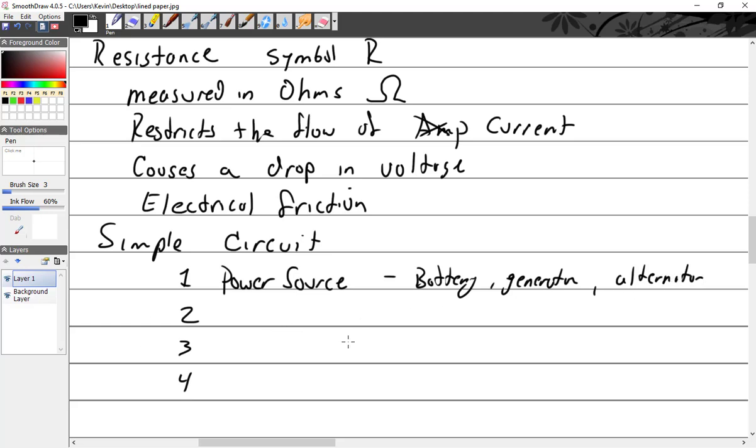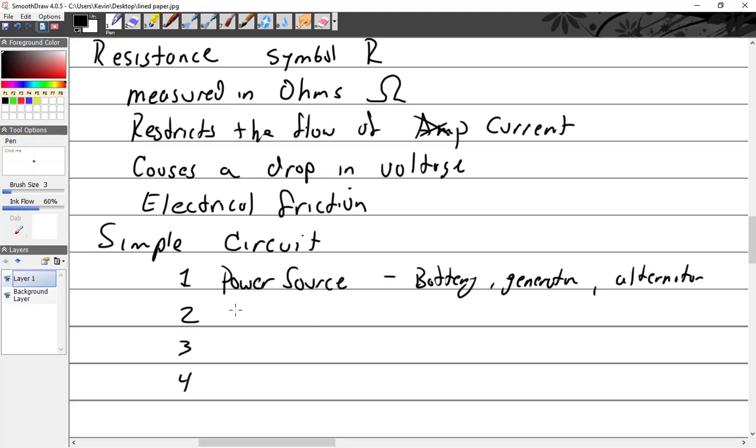What's the difference between a generator and an alternator? You can have an AC alternator or a DC alternator. We're going to talk a lot about generators and alternators in the last few weeks. Generators convert AC mechanically to DC. A DC alternator converts AC into DC electrically, not mechanically. Okay, power source.